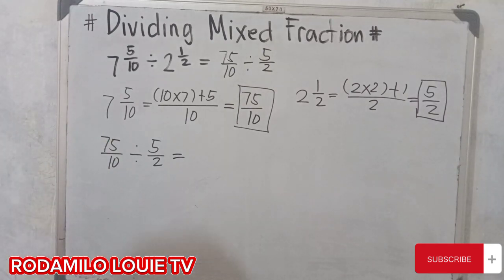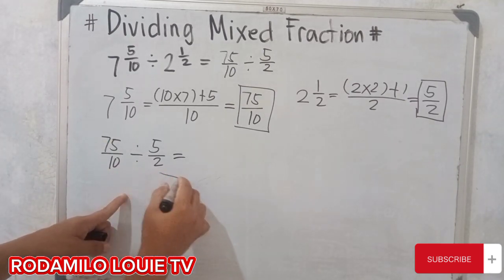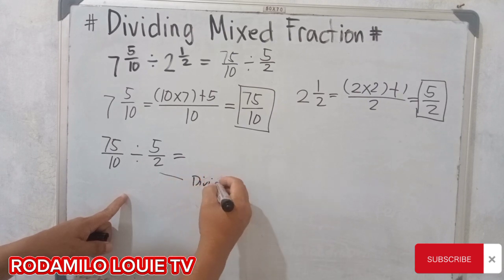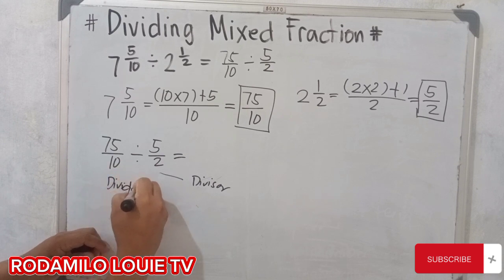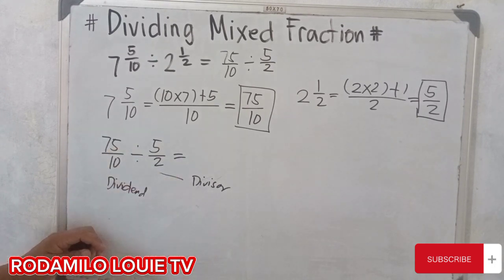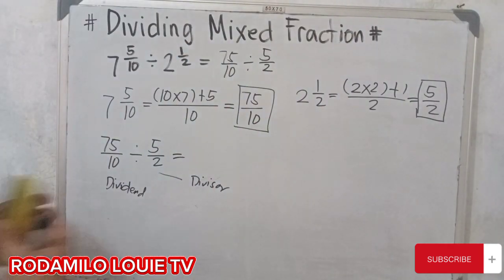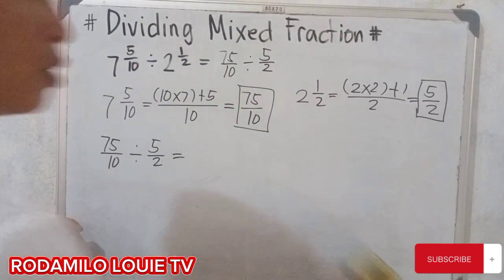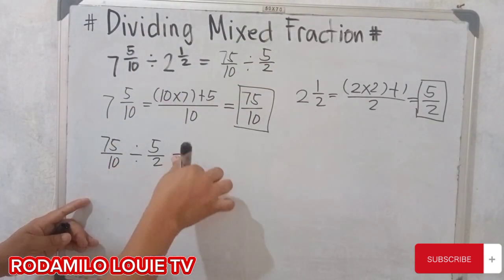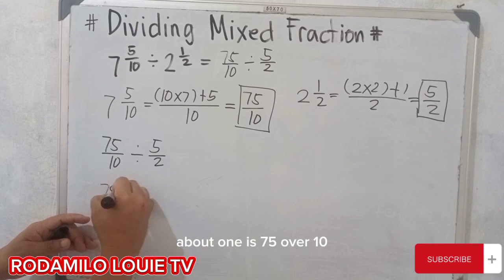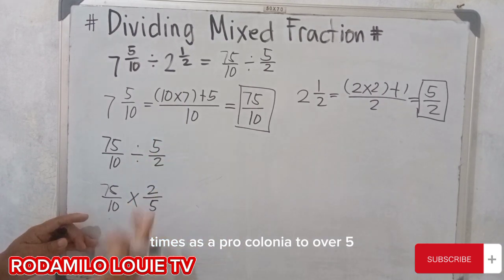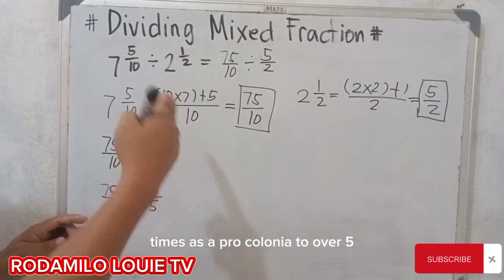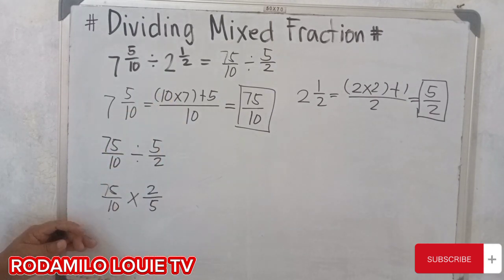find the reciprocal of our divisor. Our divisor is 5 over 2, and this is our dividend. Now we can multiply instead of divide. So next, 75 over 10 times its reciprocal, 2 over 5. We flip it: the denominator becomes the numerator, and the 5 becomes the denominator.